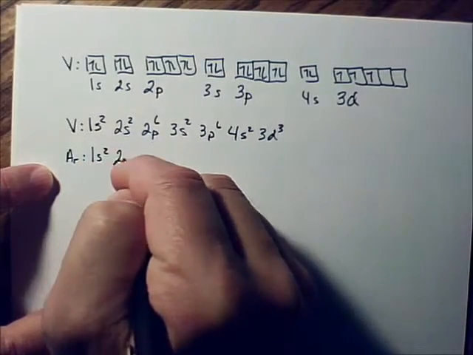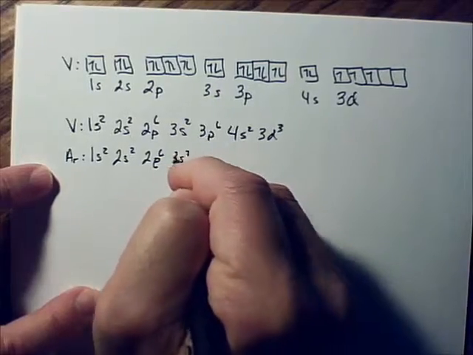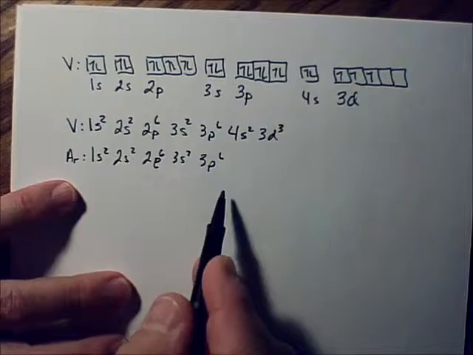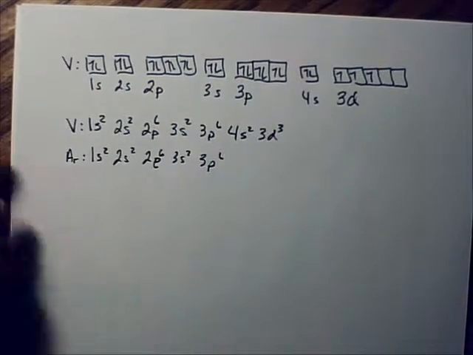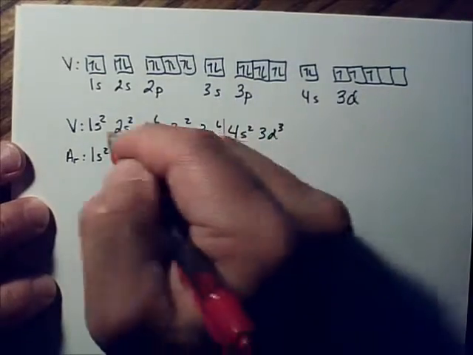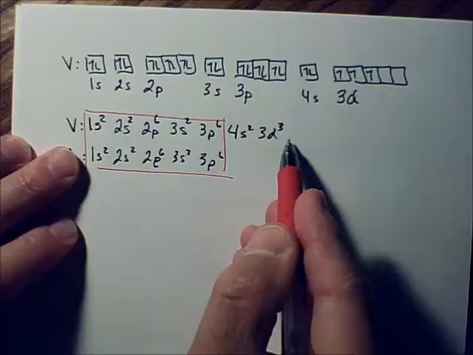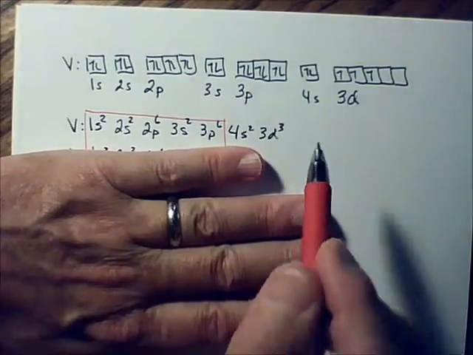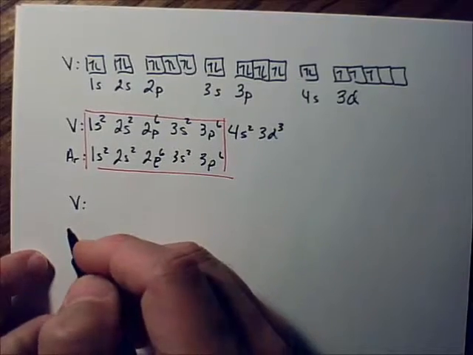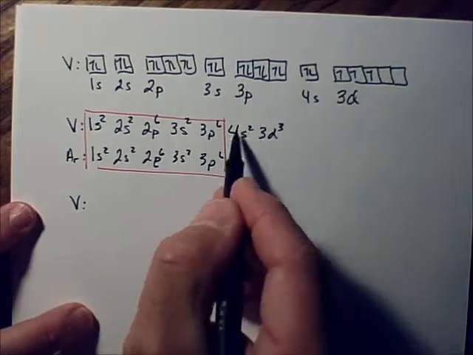It's 1s2, 2s2, 2p6, 3s2, 3p6. That's the orbital notation of the electron configuration for argon. And if you'll notice, the 2 electron configurations are the same up to that point. Okay, so this is the complete electron configuration for vanadium. The shorthand version, or the noble gas electron configuration for vanadium, is going to take out all of this. All we need is this part.